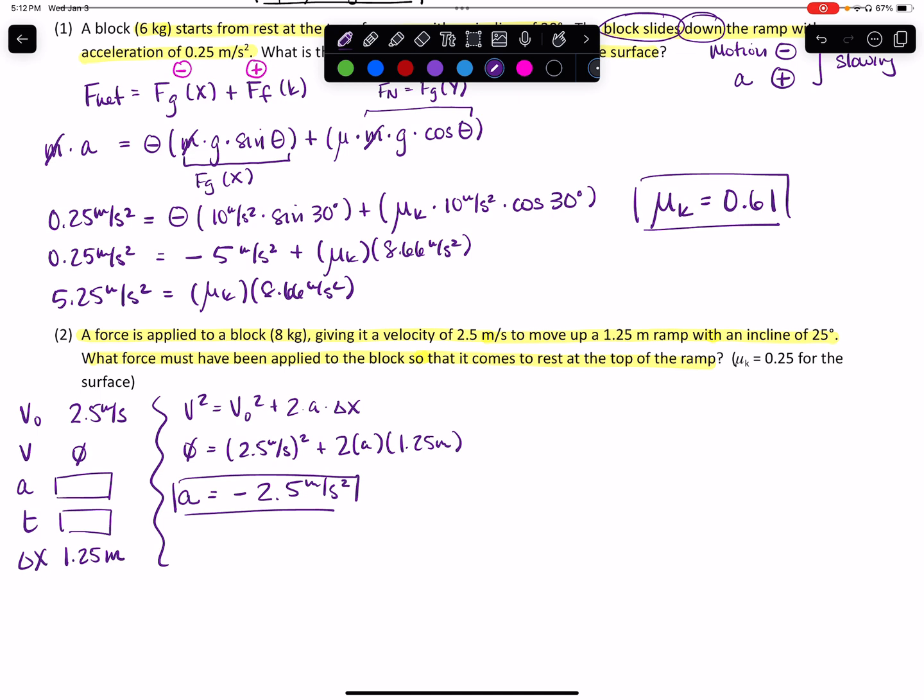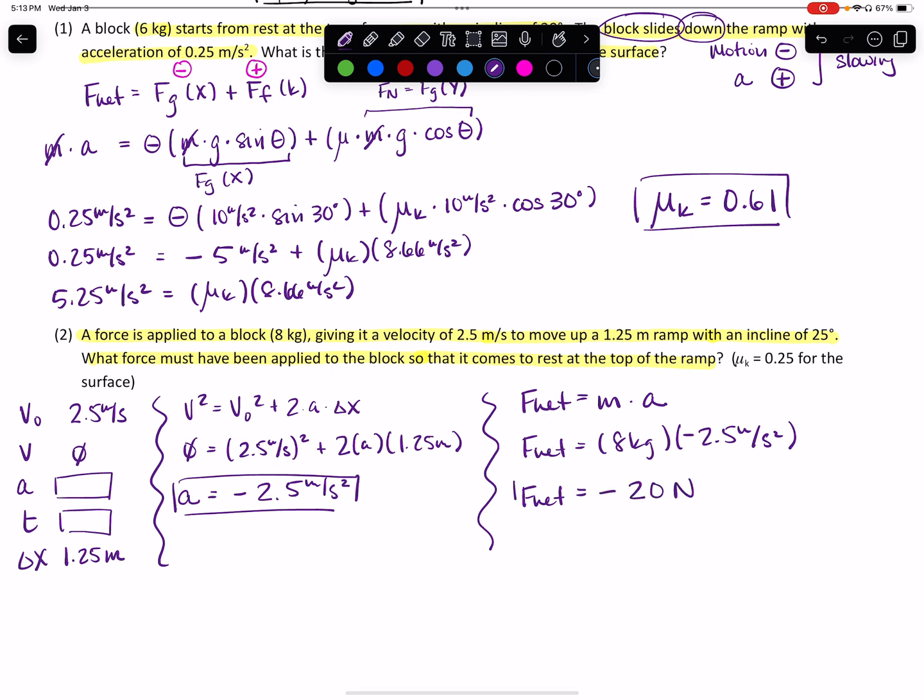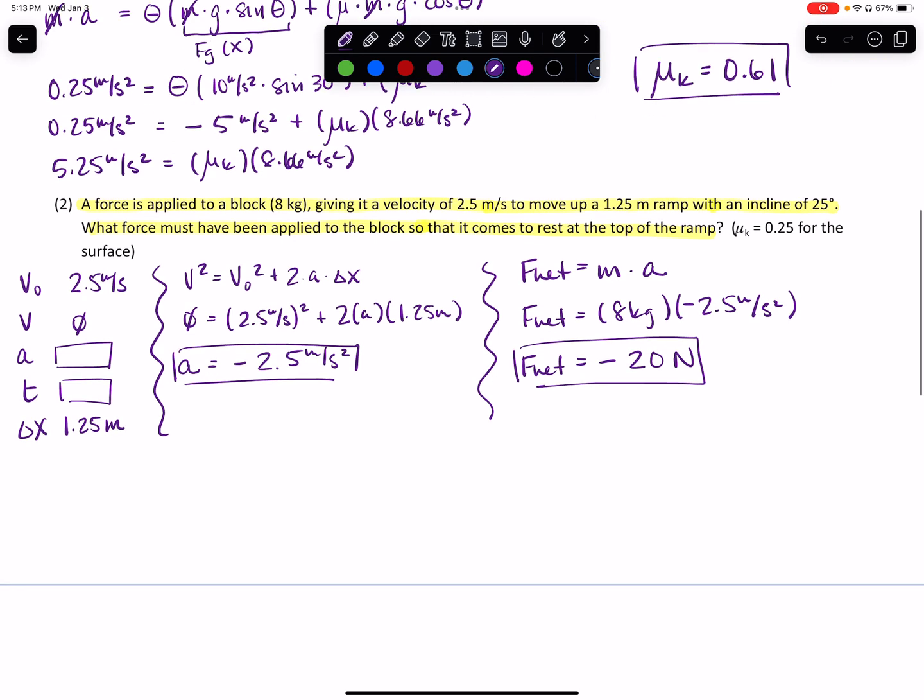So that's the acceleration of the object as it goes from 2.5 meters per second to 0 meters per second. Now that I know the acceleration, I can figure out the net force acting on that object using Newton's second law. The net force is equal to 8 kilograms times negative 2.5 meters per second squared, so the net force is negative 20 newtons. But I still haven't gotten to the answer yet. I need my applied force. F net is going to be equal to the gravitational force x component, the frictional force, and this time a third force, the applied force.